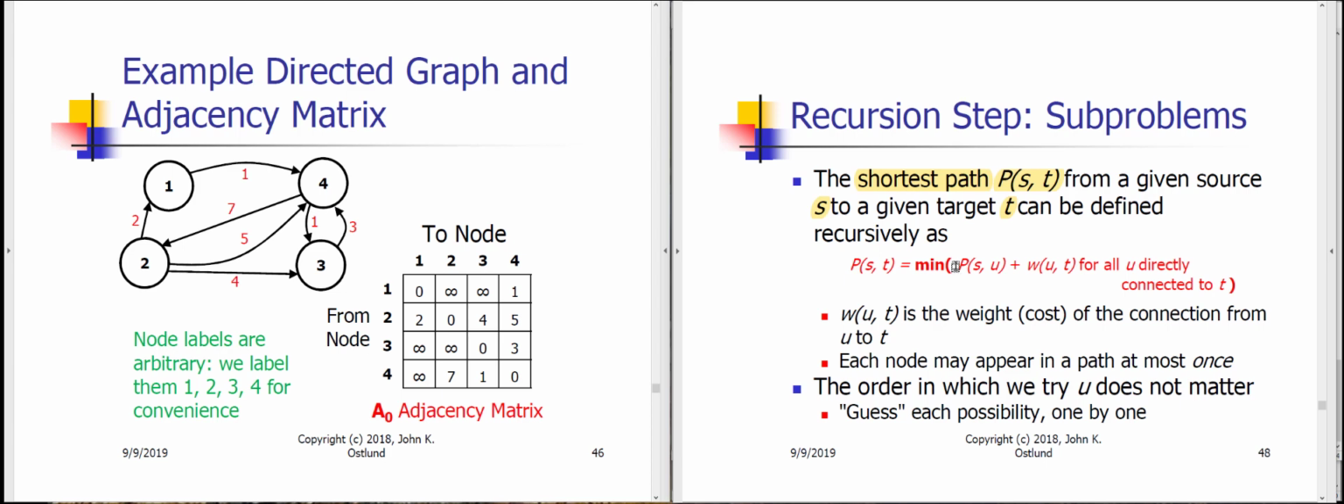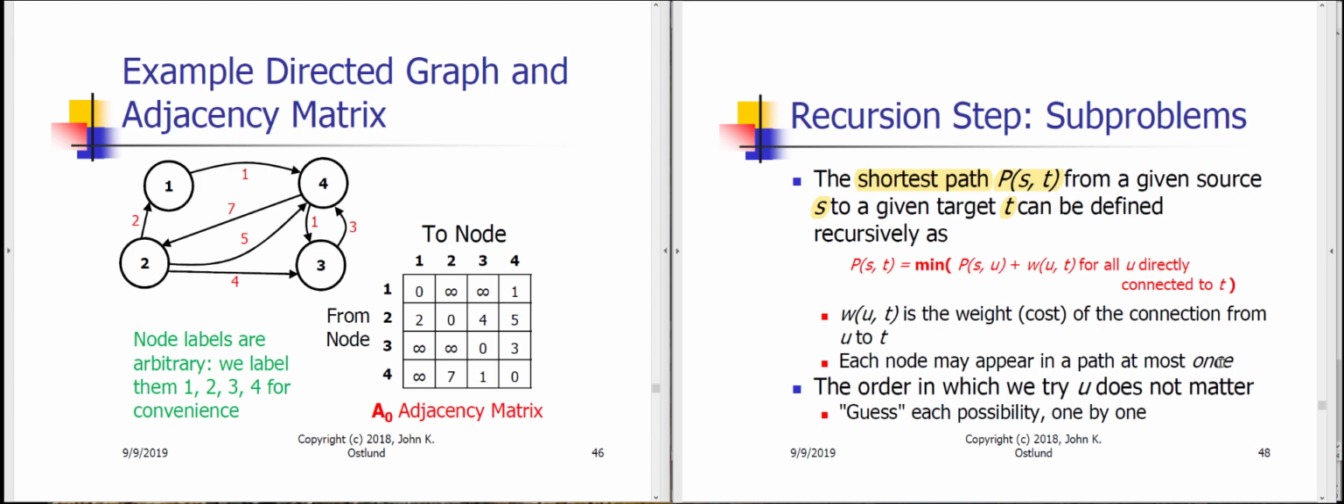So in other words, we will need to find the shortest path from node 1 to node 4, and then add the weight of going from 4 to 3. We'll also need to find the shortest path from node 1 to node 2 and add the weight of going from node 2 to node 3, and we'll take the minimum of those two possible values. That gets us the shortest path from node 1 to node 3. We need to try all possible combinations.